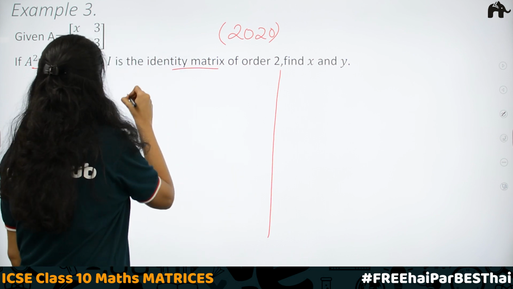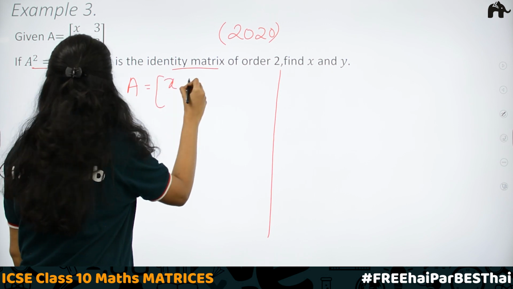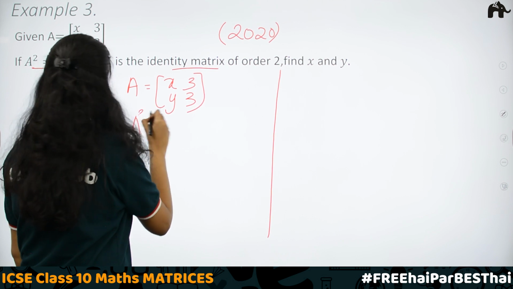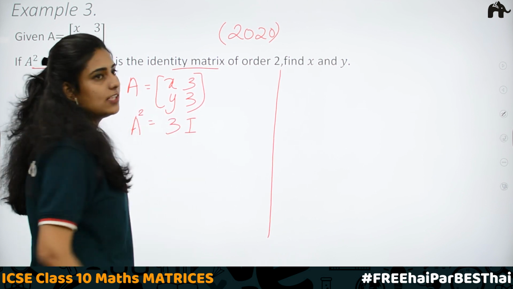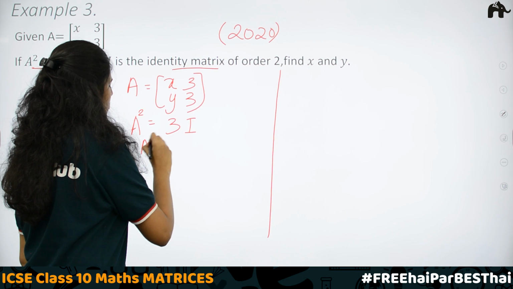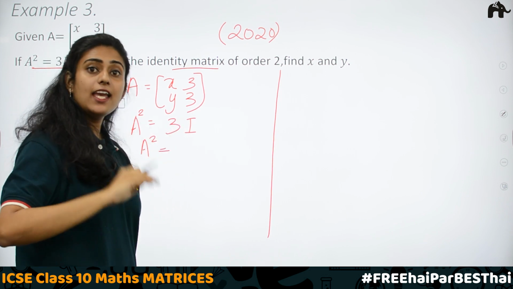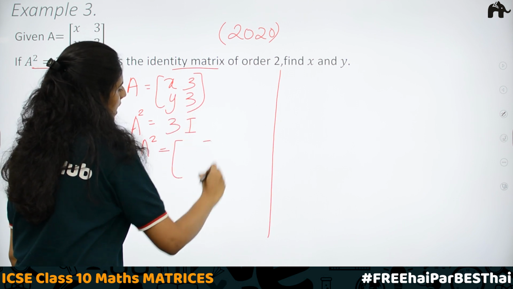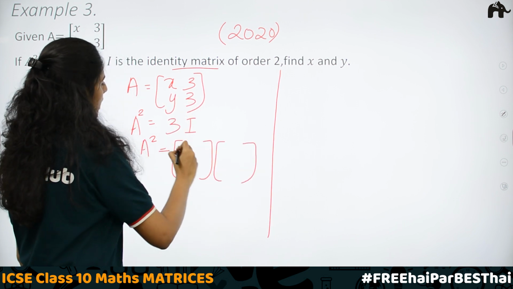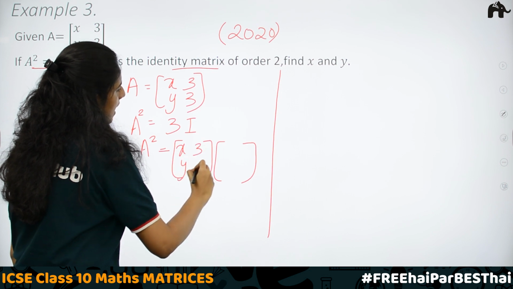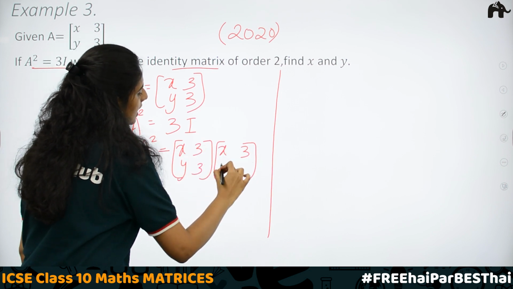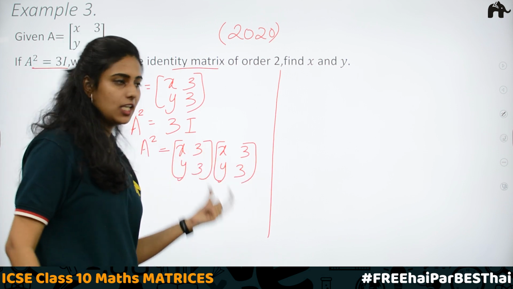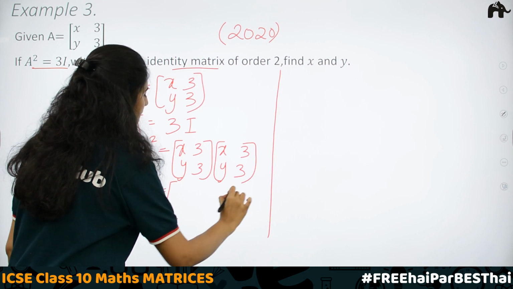So, here we have A is equal to [x 3; y 3]. Also, A square is equal to 3I. First, we will find A square. How to find A square? A square is A into A. Here we know the matrix A. A into A. What are the elements of A? [x 3; y 3], again [x 3; y 3]. Now, both of these are 2 by 2 matrices. Matrix multiplication is possible. What are the elements then?